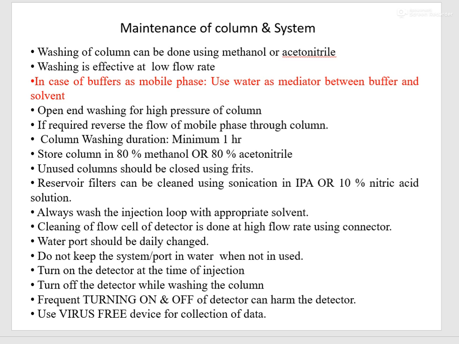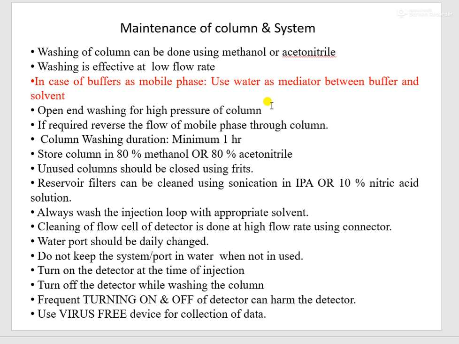Washing is effective at low flow rate. Very important. Washing is very effective when the flow rates are less. So you can go for 0.2 ml per minute or 0.3 ml per minute flow rate for washing purpose. In case of buffer, you have to use water. Water is a mediator between buffer and solvent. So whenever you are using buffer, before use of buffer and after use of buffer you have to give washing for at least 1 hour with water. Otherwise, if you directly switch over to methanol or acetonitrile, buffer may get precipitated out. So first remove buffer with the water, then go for your desired organic solvent. Open end washing for high pressure of column.